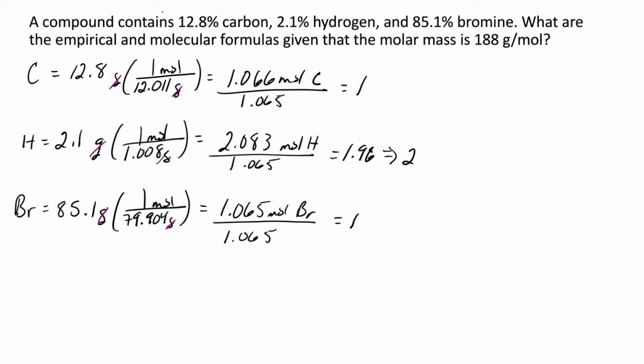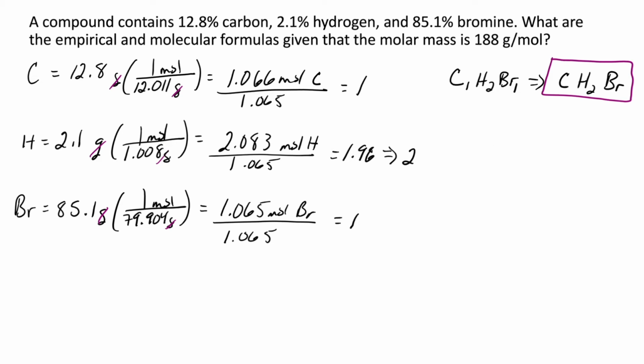So our subscripts for our empirical formula are C1, H2, and Br1, which can also be written as CH2Br, because whenever we have a subscript of 1, it is understood. This is part of our answer, which is the empirical formula.